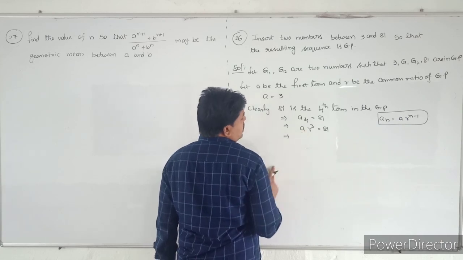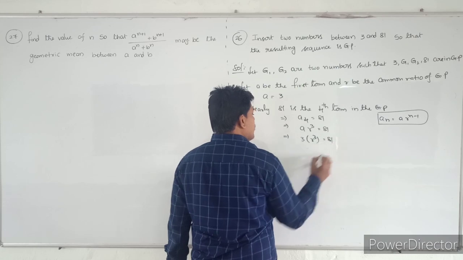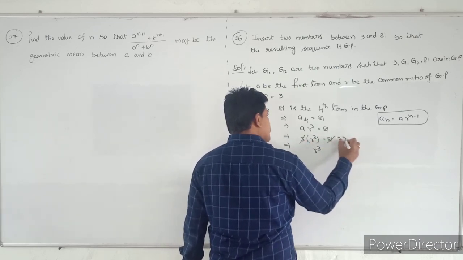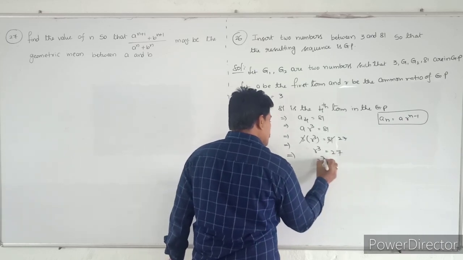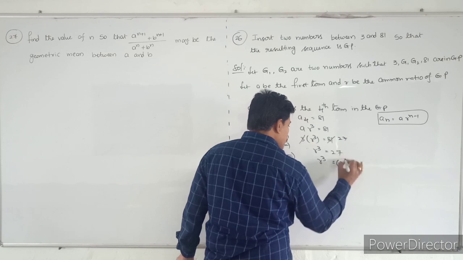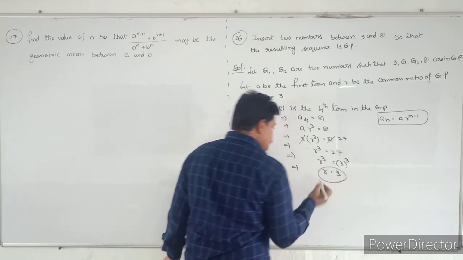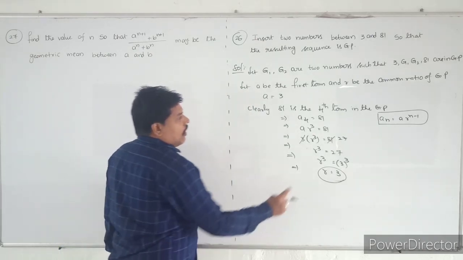So what is the A value? A is 3, so 3 into R cube is equal to 81. That implies R cube, you can cancel, is 27. So R cube is equal to 27, and 27 is 3 cube. So that implies R is equal to 3.